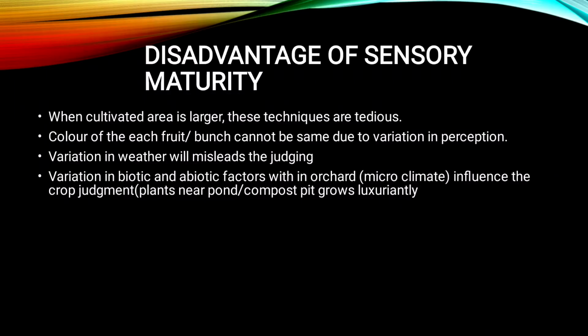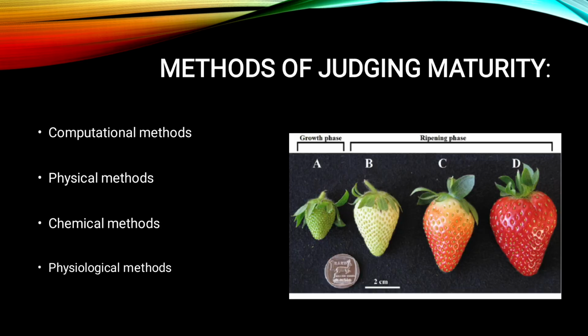Next, what are the disadvantages of sensory maturity? When the cultivated area is larger, this technique is tedious. The color of each fruit bunch cannot be the same due to variation in perception. Then, variation in the weather can mislead the judging. Variation in biotic and abiotic factors, such as the orchard microclimate, influences the crop judgment. Plants near ponds and compost pits grow luxuriantly. So these are some of the disadvantages of sensory maturity.